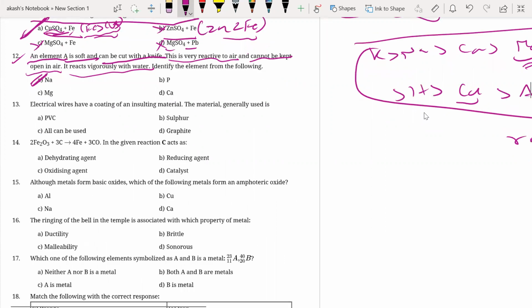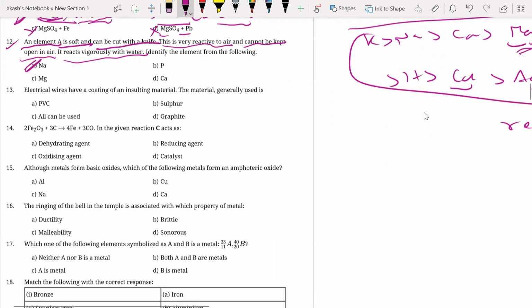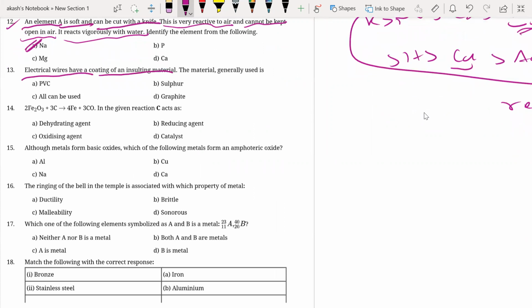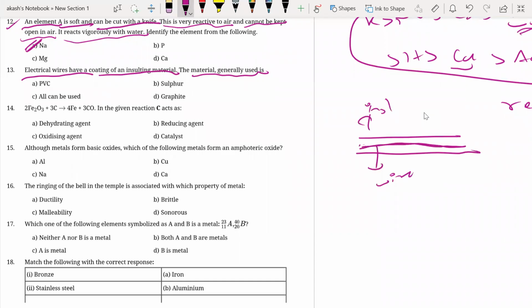Electrical wires have a coating of insulating material. The material generally used is what? If you see a wire, there'll be this insulation part, and then only this wire will be there. This is the wire, and this is my insulating part. The insulation is there because when I'm touching the wire, I should not be touching the conductor, so that I won't get hurt. That's why any wire you see will be insulated.